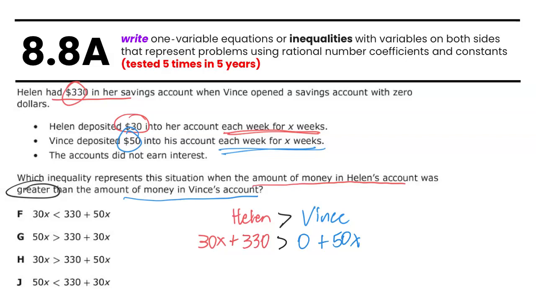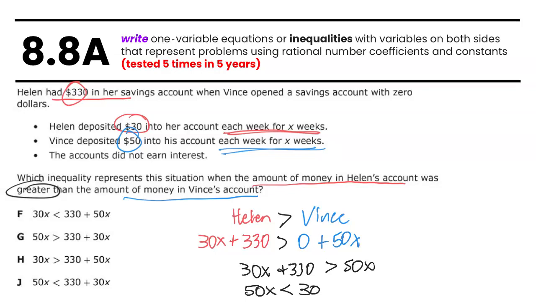Now, taking a look at our answer choices, we have 30x plus 330 greater than 50x. So if we wanted to rewrite that down below, let's make sure that we do it correctly. So 30x plus 330 is greater than 50x. But I do not see that as an answer choice. So this again is an example where students will have to be comfortable writing this a different way.